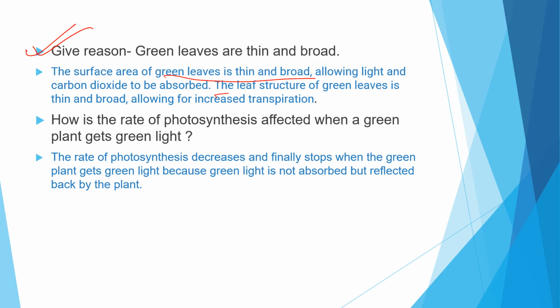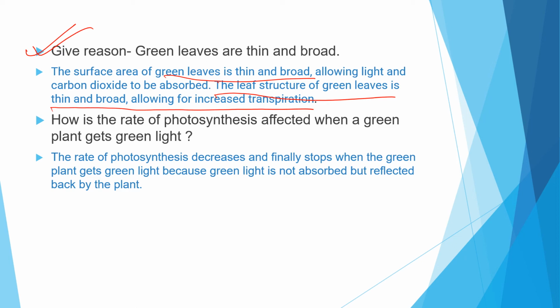Now the leaf structure of these green leaves is thin and broad, allowing increased transpiration. So more carbon dioxide as well as light are absorbed, and transpiration has also increased due to the structure of the leaves.